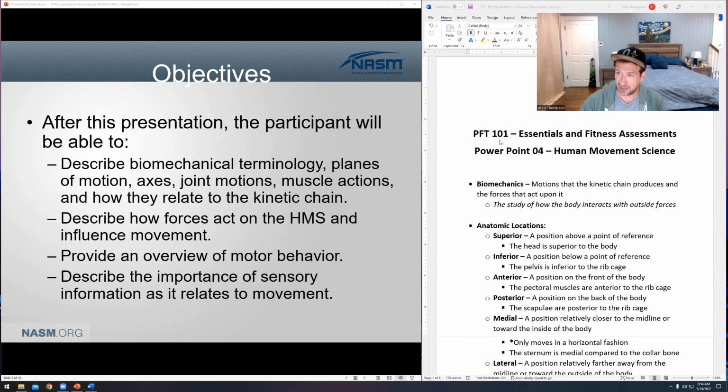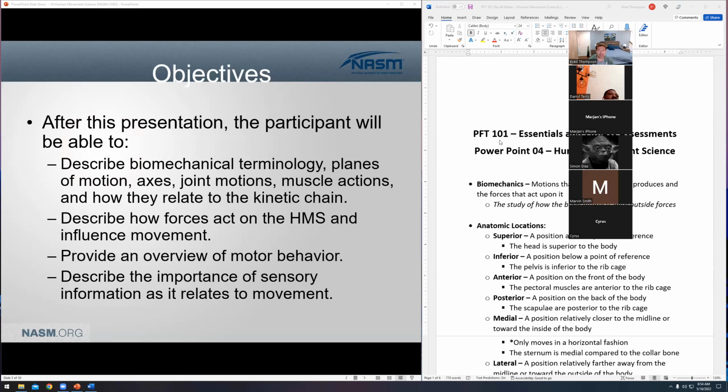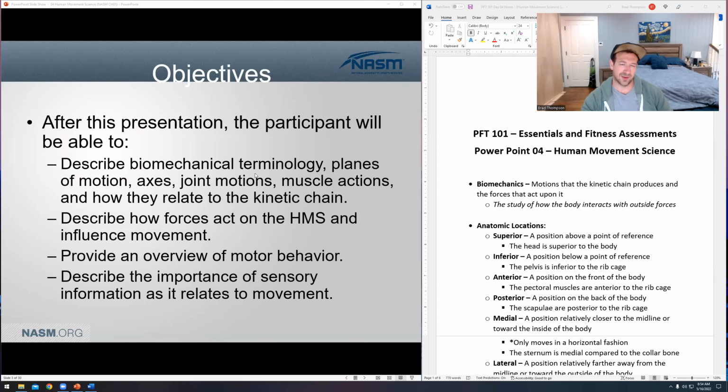We need to understand our planes of motion. There are three major categories in terms of human movement and where they happen, so we'll look at the difference there. And then we'll do something really kind of fun today. We'll look at some of the axes. We're really not going to look at axes today. This PowerPoint has that information, but we'll move through that pretty quickly. Joint motions, that's a really big one. We're also going to move somewhat quickly through that. Then muscle actions, which is big.